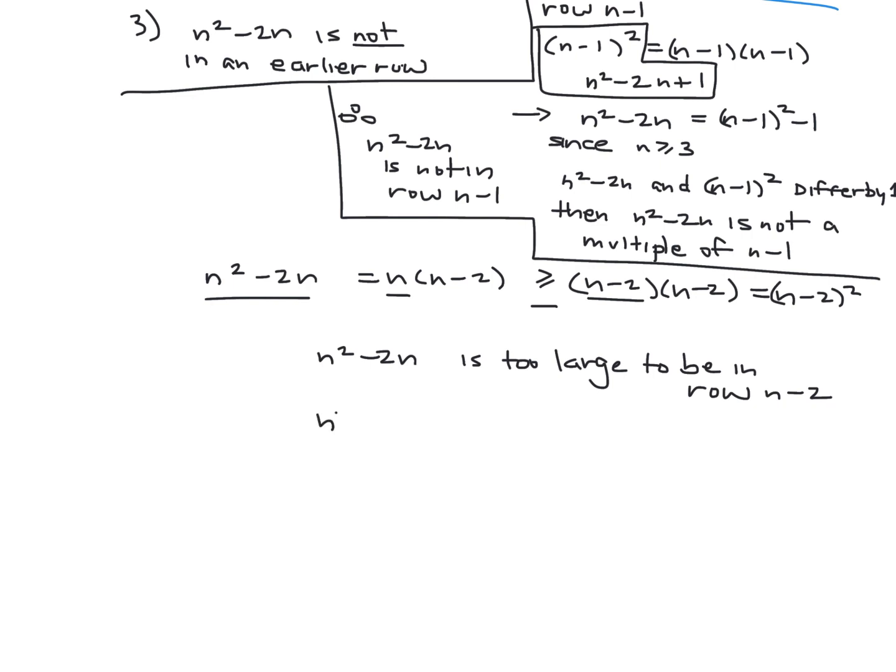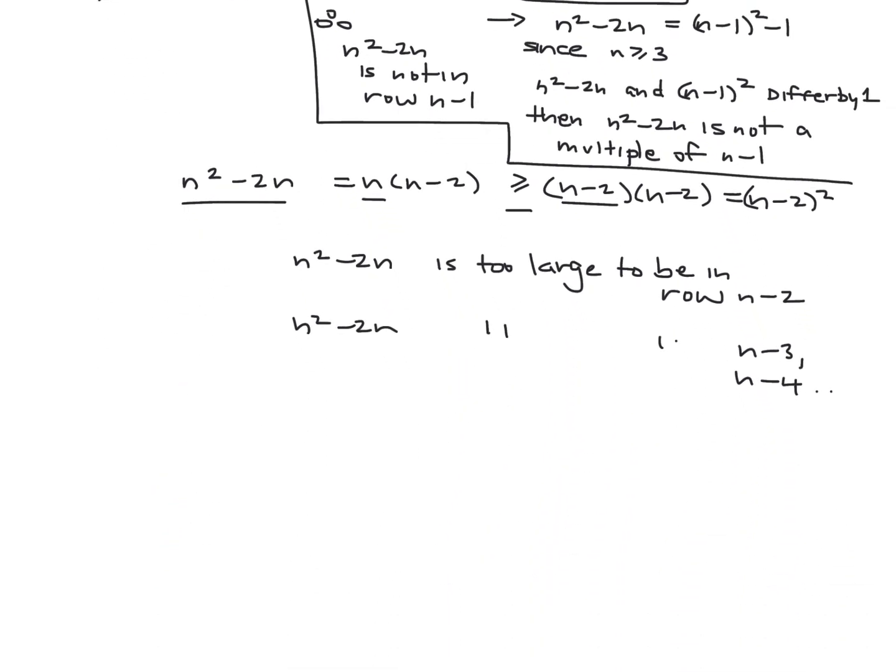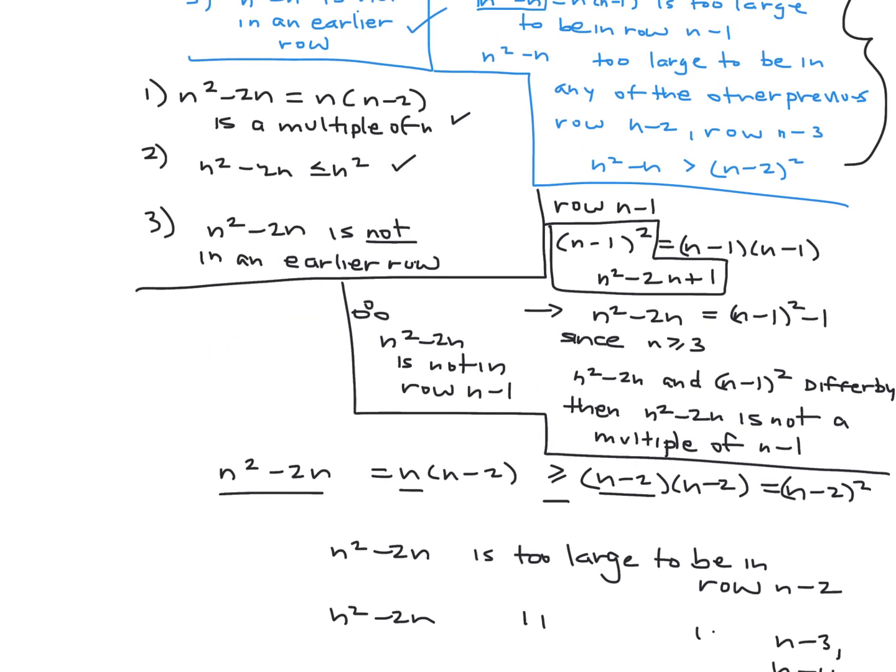And therefore n squared minus 2n is too large to be in any row n minus 3, n minus 4, and so on, because of that rule right here. So this actually proves that it's not in any row that is n minus 2 or less. So we've proven it all. These two were very easy to show, and then this one we just proved, that n squared minus 2n is not in any earlier row. There we go.